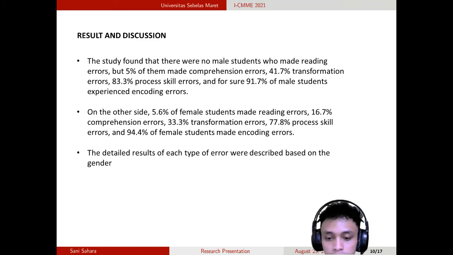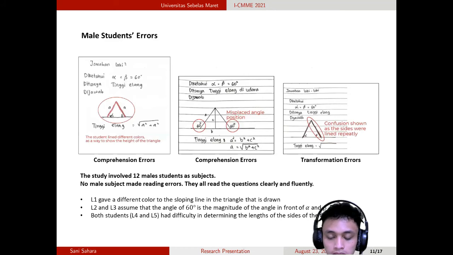The first description is the description of male student errors. You can see in this picture there are two types of error: comprehension error and transformation error. The study involved 12 male students as subjects. No male subject made reading errors. They all read the question clearly and fluently.